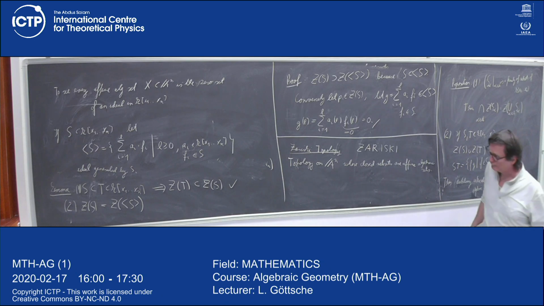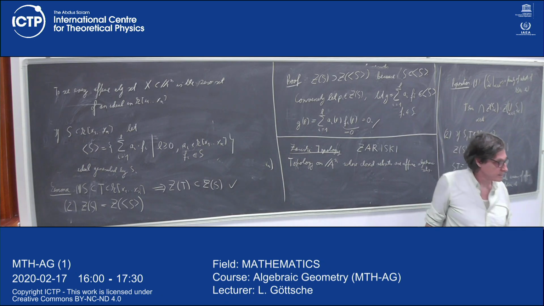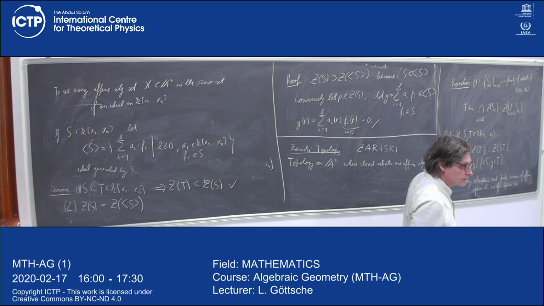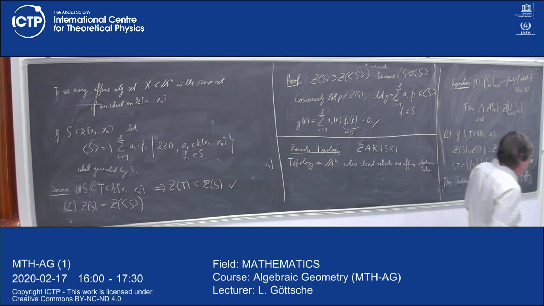Okay. And can we generalize this for unions? No. For arbitrary unions, no. A point is an algebraic set. So an arbitrary union of points is any subset. If it held for arbitrary unions, it would mean every subset of affine space is an algebraic set. We certainly don't want that, and it's also not true.